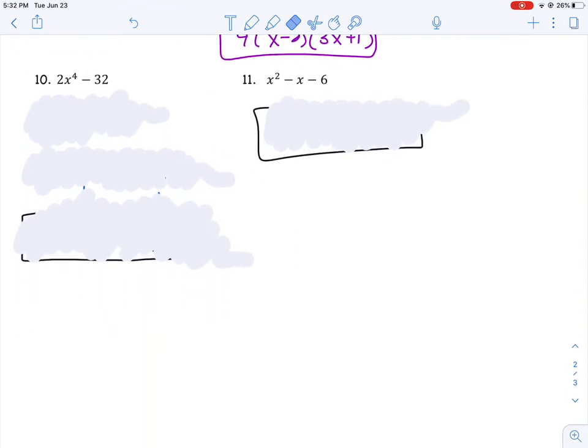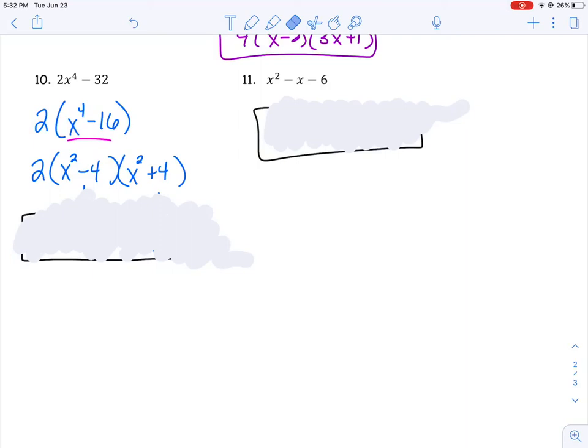All right, last 2. Number 10, is it in order? Yes. Is there a GCF? Hopefully you took out a 2 first. I took out a 2. That left me with an x to the 4th minus 16. That's a binomial. 2 terms, and there's a subtraction sign in between. So can I do a difference of squares with that one? It looks like I can. I can take that x to the 4th and break it down into an x squared and an x squared, and I can take the 16 and break it down into a positive 4 and a negative 4. So this is what I got. I got 2, an x squared minus 4, and an x squared plus 4. Is that what you got for your final answer?